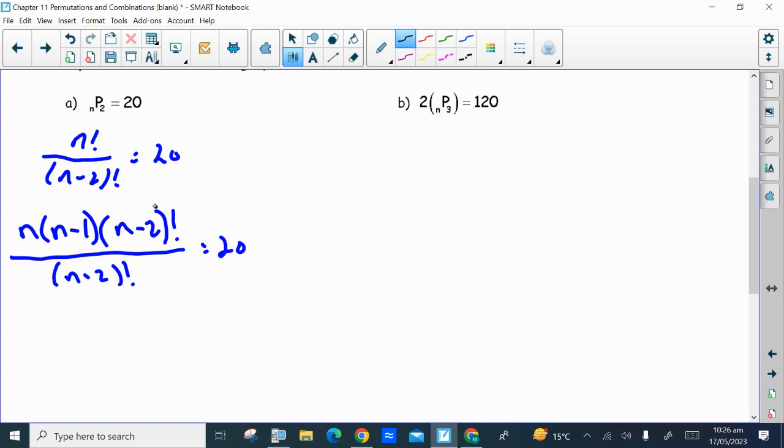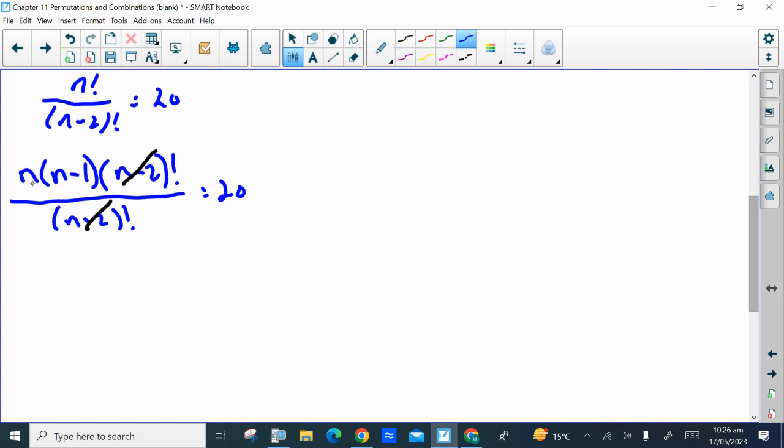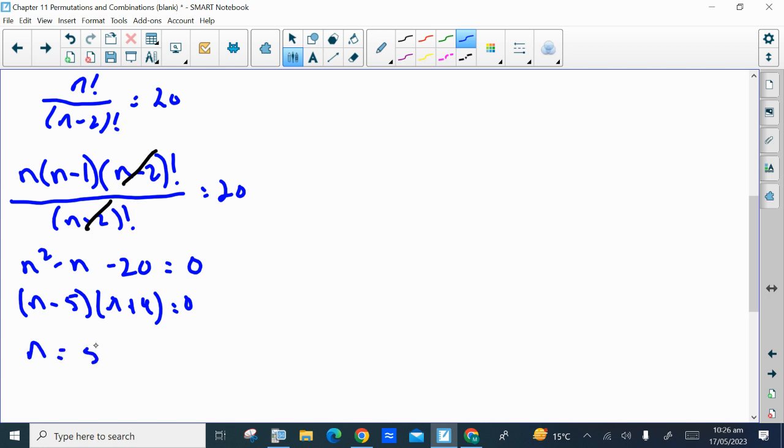The n minus 2 factorials will cancel. So you'll have n times n minus 1, n squared minus n. I'll bring the 20 over to make my quadratic equal to 0, which we always do, so we can factor. We can solve by factoring. The factors there will be n minus 5, n plus 4. So according to this equation, my answers for n would be 5 and negative 4.